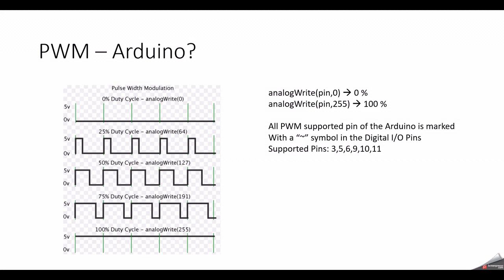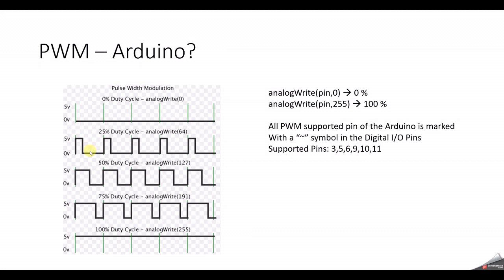So let's see what is a cycle first. This diagram is called a waveform. In the first waveform we can see two green lines. The time between the two green lines is called one cycle. We can see that in one cycle in the first waveform the signal is 0 volt. So that's why it's called 0% duty cycle. That means 0% of the time the signal is on.